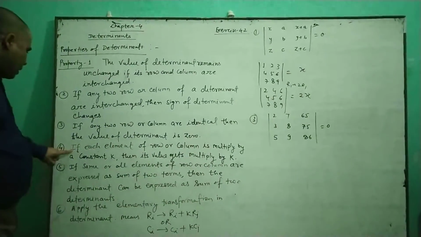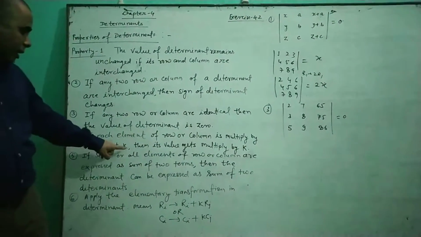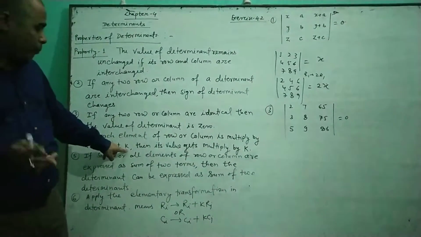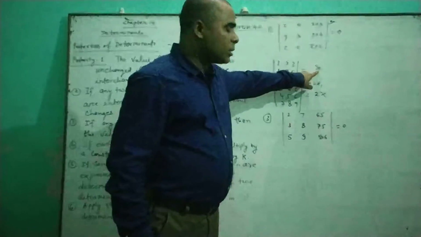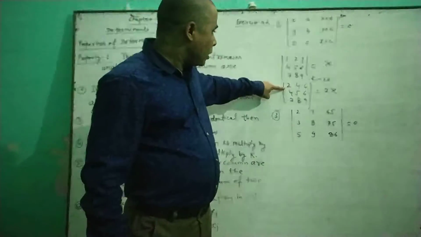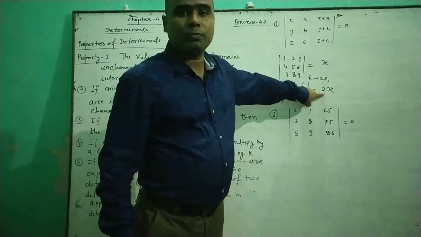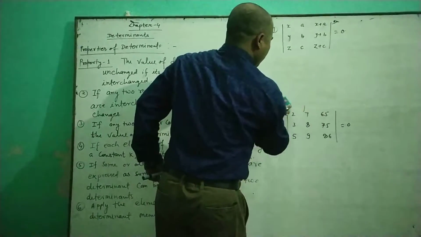Now the same is this property: if each element of a row or column is multiplied by a constant k, here 2 is a constant, then its value gets multiplied by k. The value of this one is x, and when we multiply the first row by 2, then the value is multiplied by 2. This is property number 4.